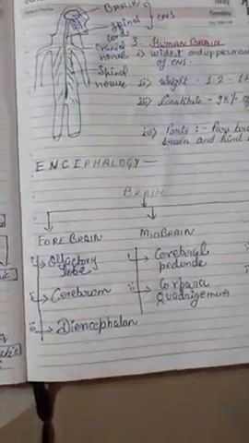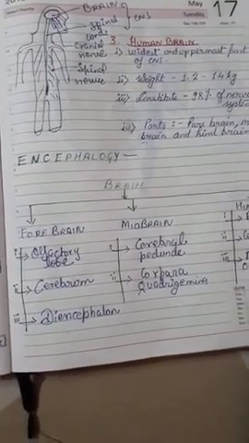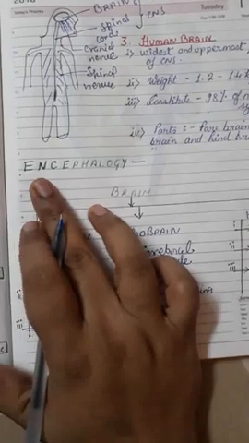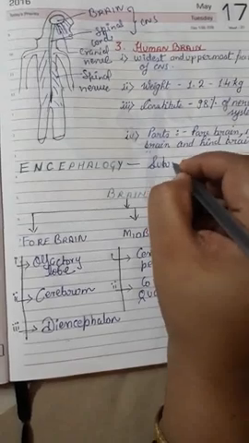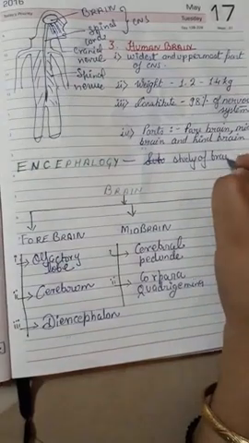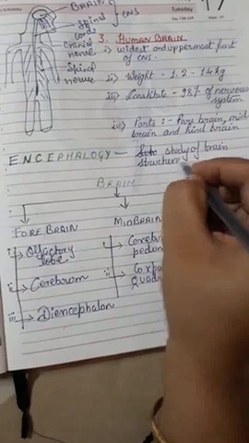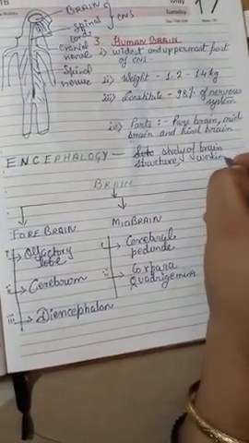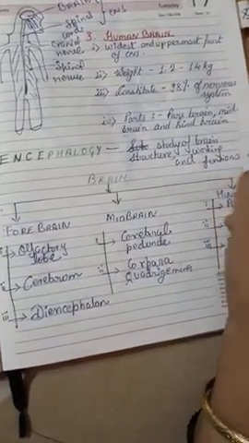Now if somebody asks you what we call the study of human brain structure, its working and function, you're going to say that it's called encephalology. This is the study of brain structure, working and functions.